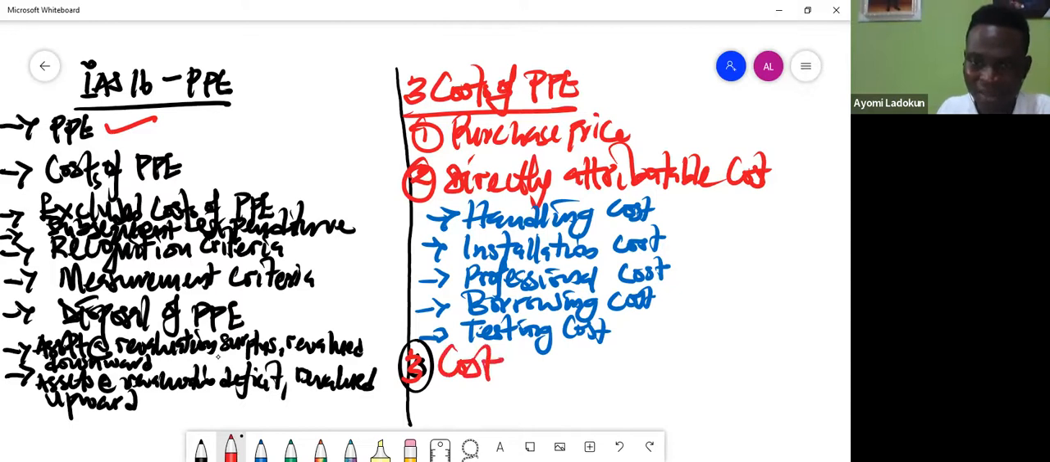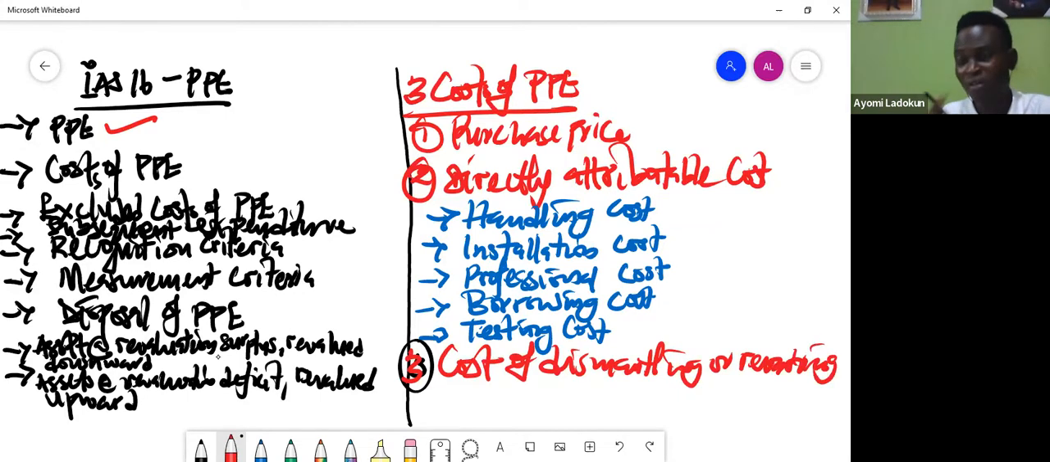Cost of dismantling the asset, cost of dismantling or removing the asset, if you have an obligation to do so. I made mention of this when I took IAS37. Have you done IAS37? I think we should have done it, okay? Have we done it? Yes, I think so, yeah. Okay, so I think I also mentioned it. So when you have an obligation to remove the asset at the end of its useful life, you also add the cost of removing the asset. Remember, it will be in the future, and you discount to present value, and you take it as part of the cost of the asset. So these are the 3 costs of PPE, and you need to learn that right away.